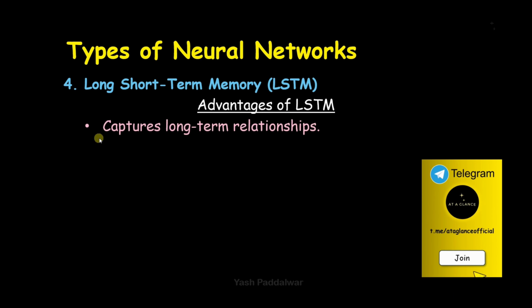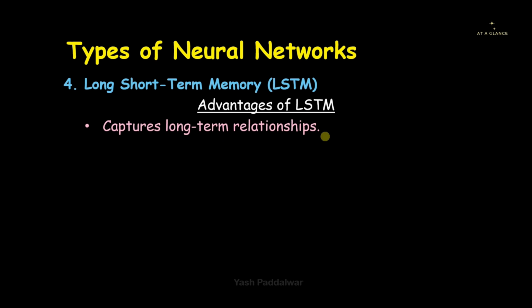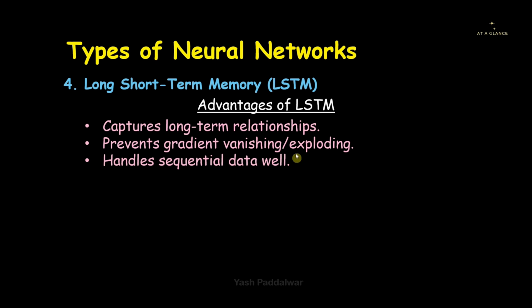Now let's have a look at the advantages of LSTM. The first advantage is that it captures long-term relationships. As I told you, this is because of the terms forget, storage and use memory. The next advantage is that it prevents the gradient vanishing and gradient exploding problems that occurred in the RNN case. Now since it prevents these problems, the LSTM will make the model more stable. And lastly, as you know, it handles sequential data very nicely. So these were the advantages.